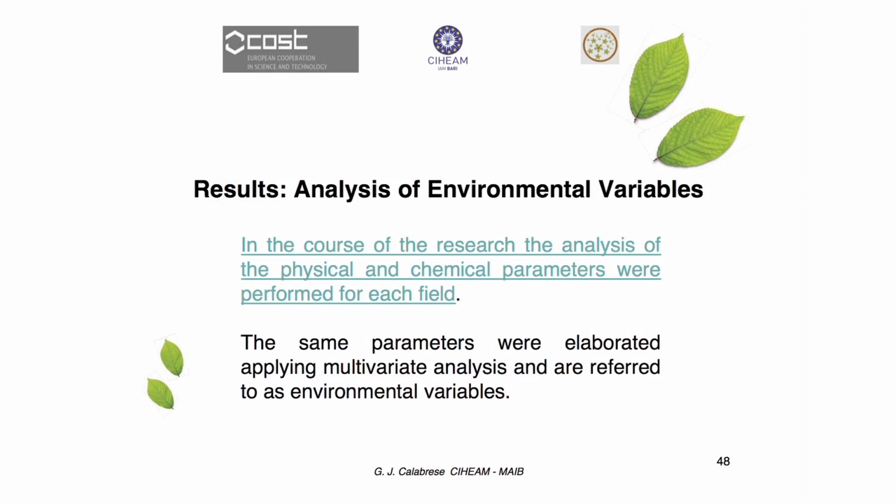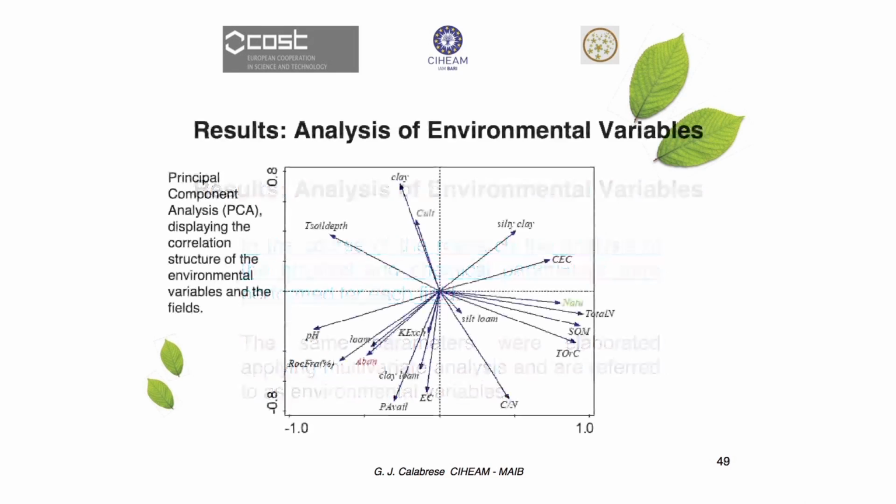Okay, now we come to the environmental variables, and I will ask for the help of my colleagues. We did the analysis of physical and chemical parameters that were performed in each field. The first thing we did about the environmental variables was a principal component analysis in order to display the correlation between the environmental variables and the fields. This is the correlation between the environmental variables. These are the fields: natural fields, abandoned fields, and cultivated.